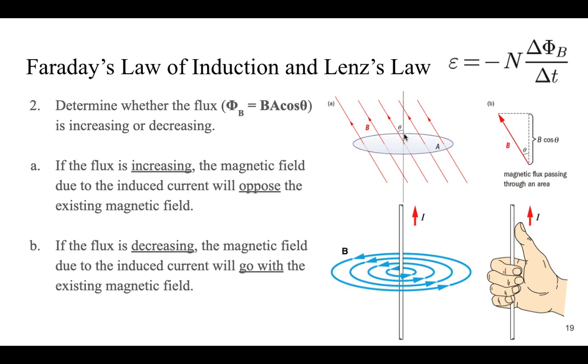So which way would that go? Think of your Ampere's grip rule. It would go this way. This would, if the current's going around like this, it would produce more magnetic field through here and give us more flux.